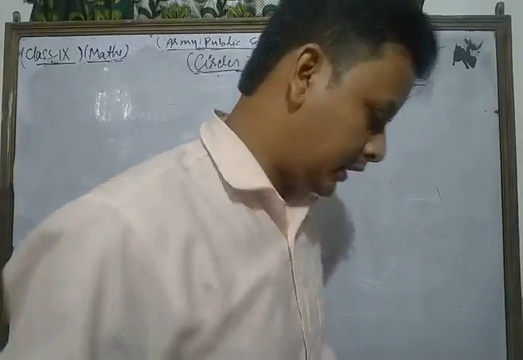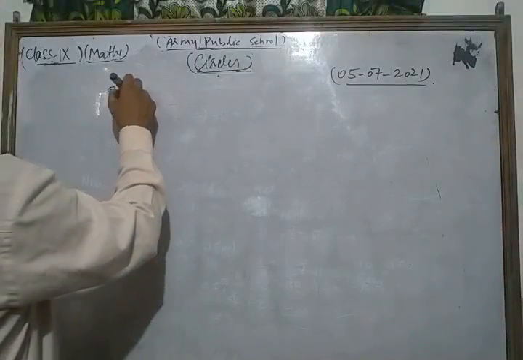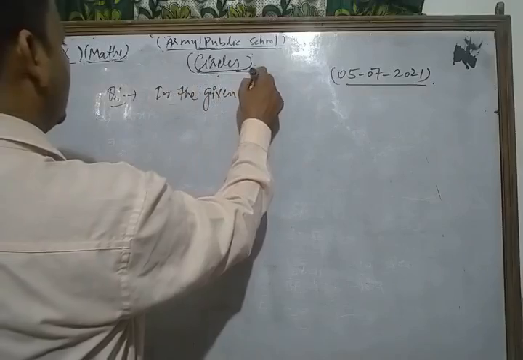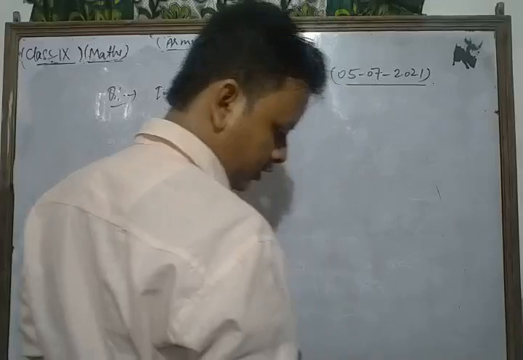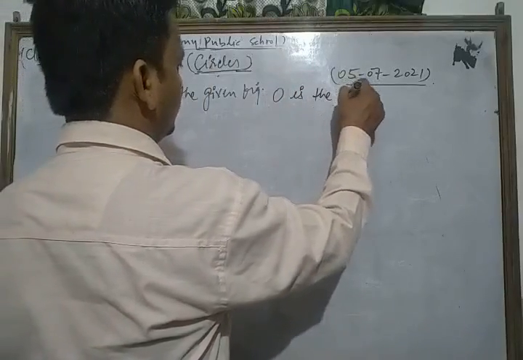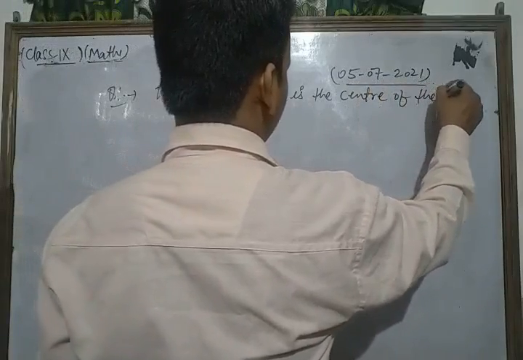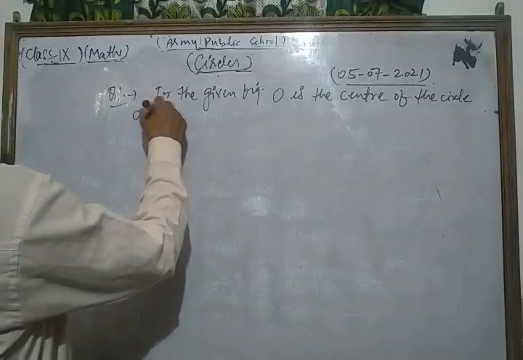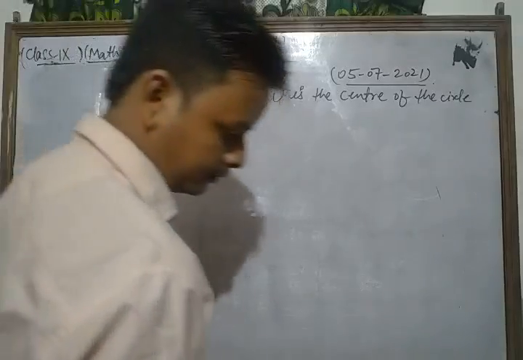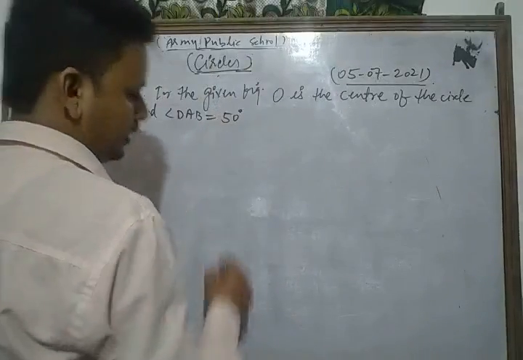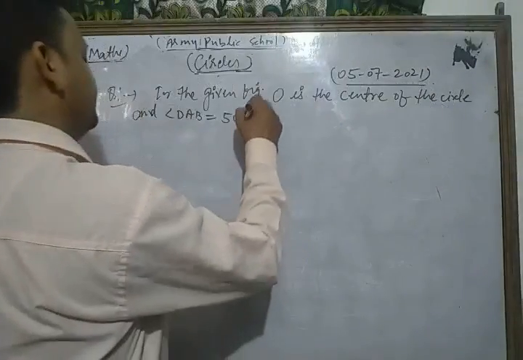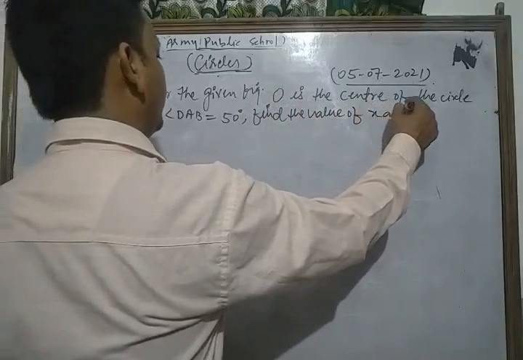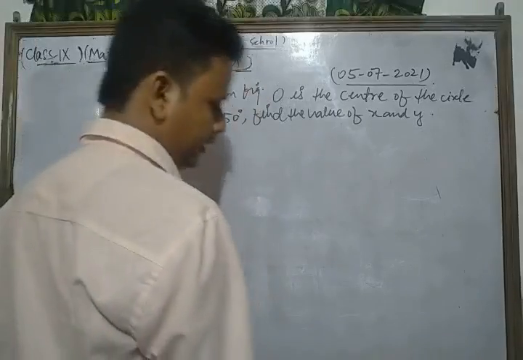And your question is: in the given figure, O is the center of the circle, and angle DAB is equal to 50 degrees. Find the value of x and y.